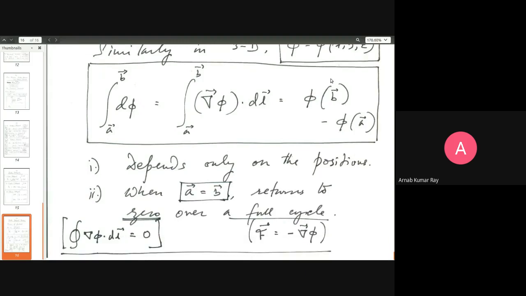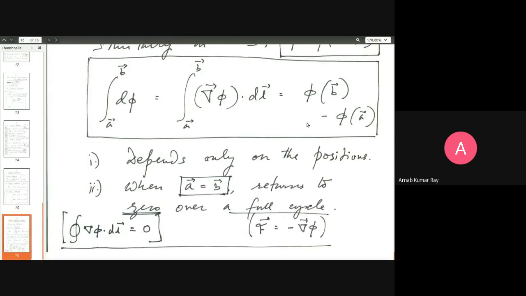So first thing, let's look at the outcome. Phi depends only on the positions. You can see we don't have to worry about how we are going from A to B. Just the final values are most important. Whether we are going through any intermediate value doesn't matter. So it will depend only on the positions. Okay, that's number one, phi B minus phi A.